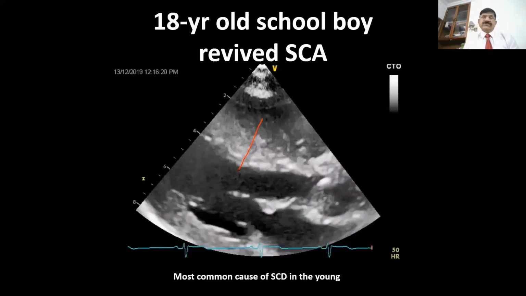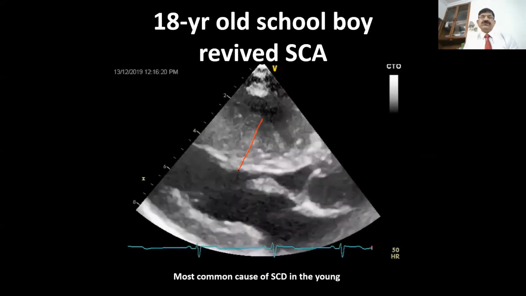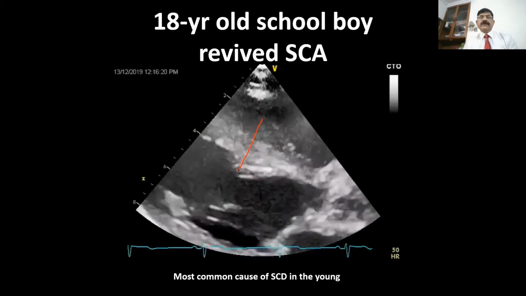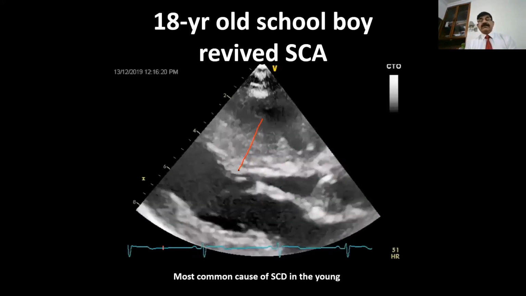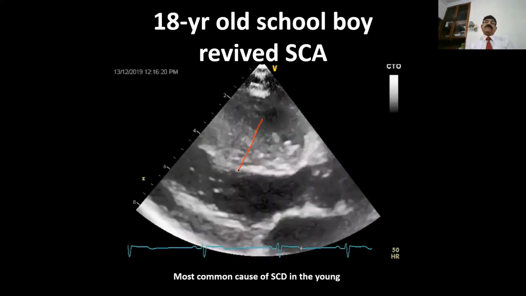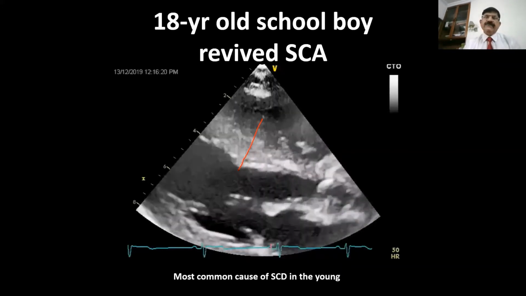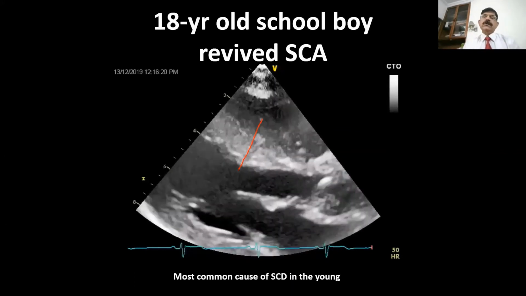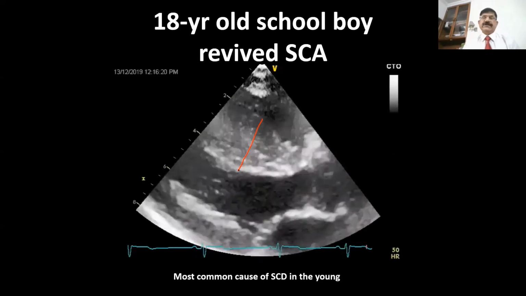You note some thickening of the anterior mitral leaflet, and you also note long anterior mitral leaflet and long cords of the mitral valve. So this is a classic case of non-obstructive hypertrophic cardiomyopathy, and of course you can provoke a gradient to find out whether a provocable gradient is there or not.